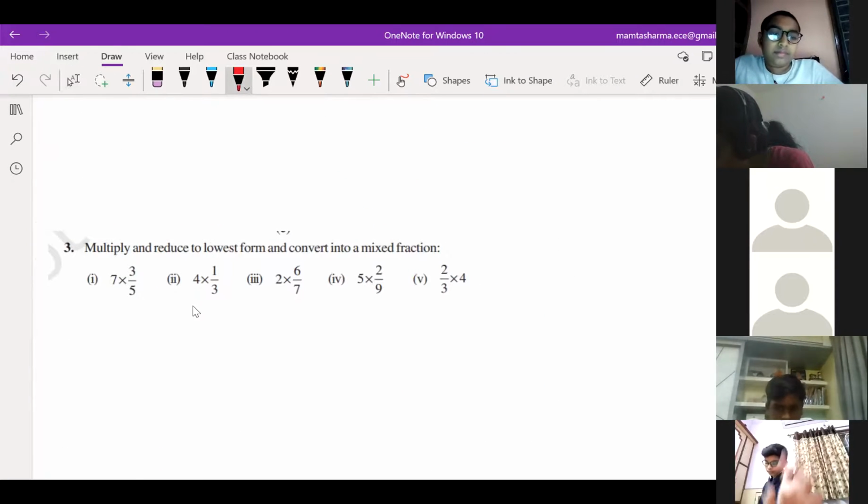Okay. Next question. Multiply and reduce to the lowest form and convert into a mixed fraction. Okay, we will do the first one.